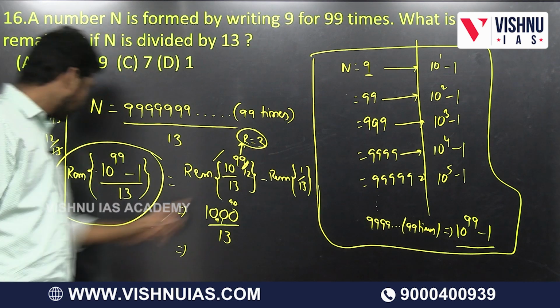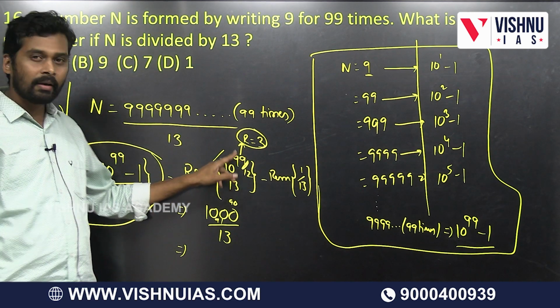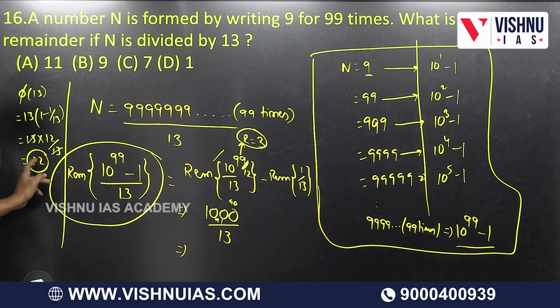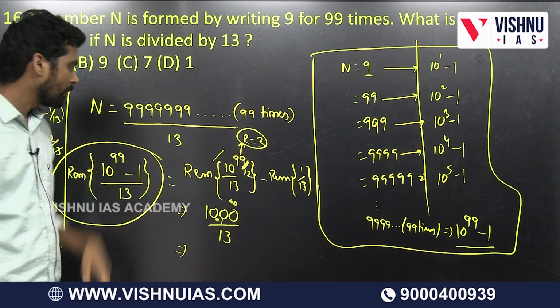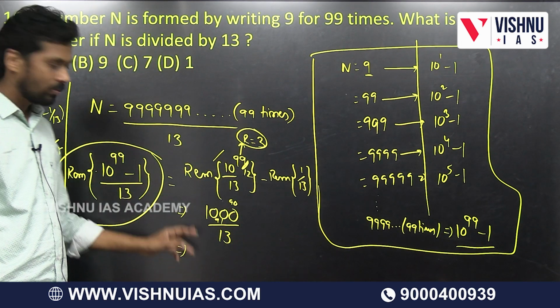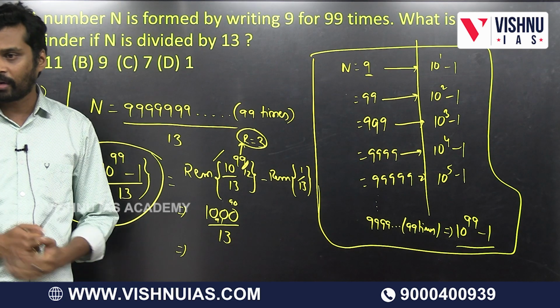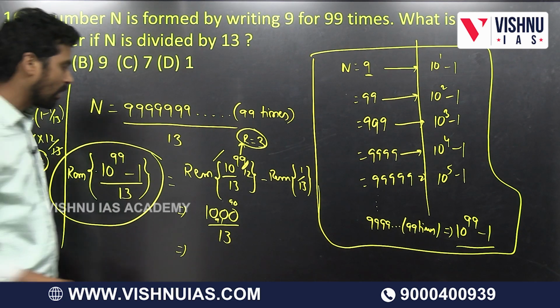3. Okay, so you know this procedure, right? We just did that one. So 10 power 99 means we divide that 99 with this number. 99 by 12, what is the remainder? 3. So remainder of 10 cube. 10 cube value is 1000. 1000 when you divide with 13, what is the remainder? It is a simple number, 1000 by 13.